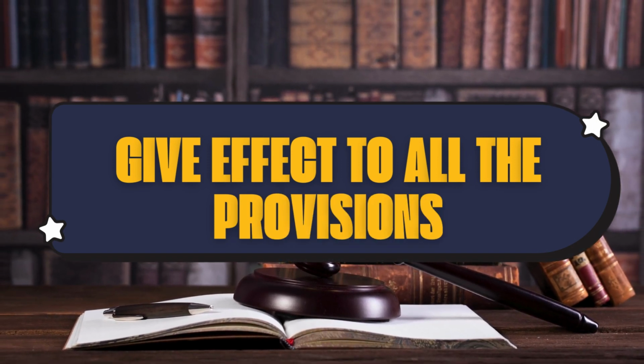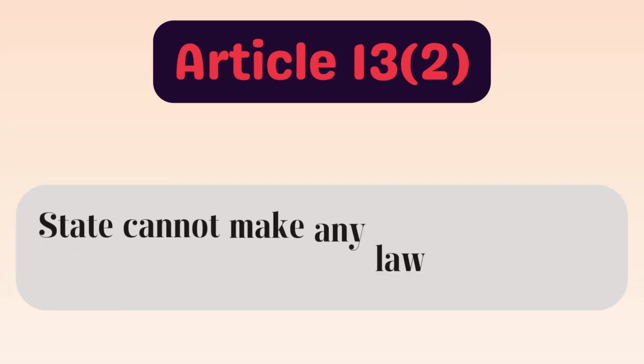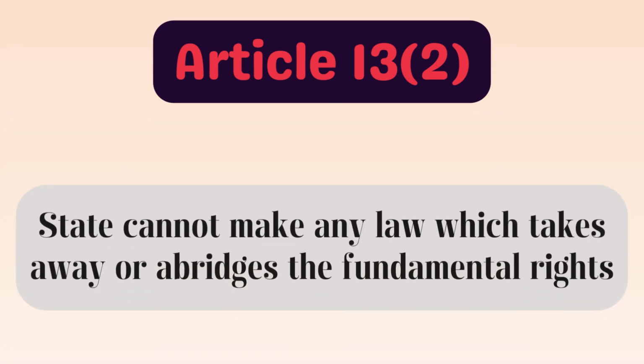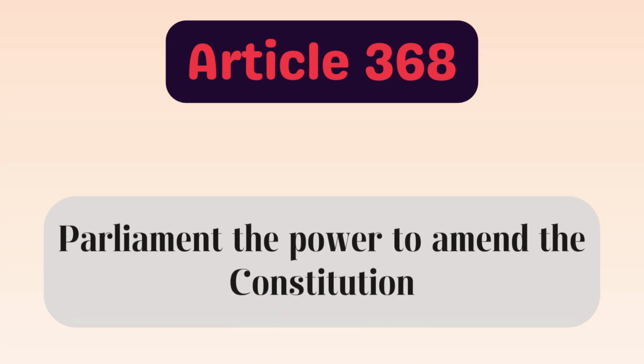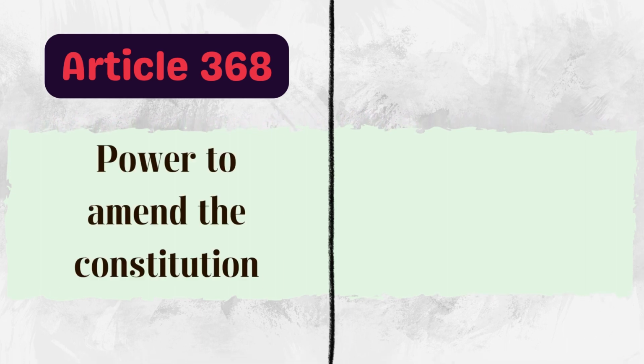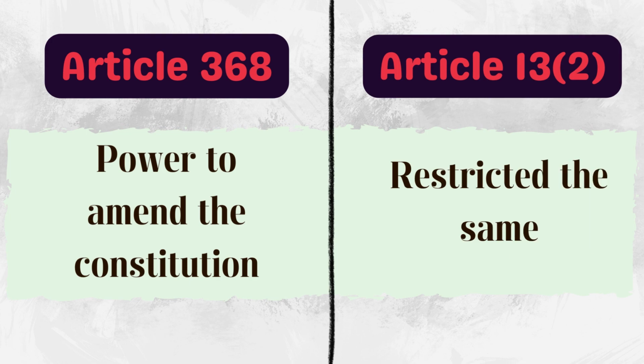This rule evolved from the case Shankari Prasad vs. Union of India. The issue in the case was the conflict between Article 13(2) of the Constitution, which mentions that the state cannot make any law which takes away or abridges the fundamental rights, and Article 368 of the Indian Constitution, which gives Parliament the power to amend the Constitution. On one hand, Article 368 gave the legislature the power to amend the Constitution. At the same time, Article 13(2) restricted the same.